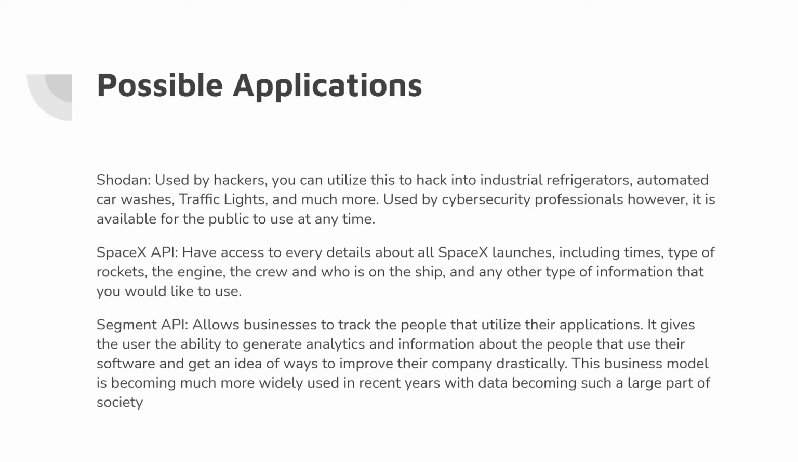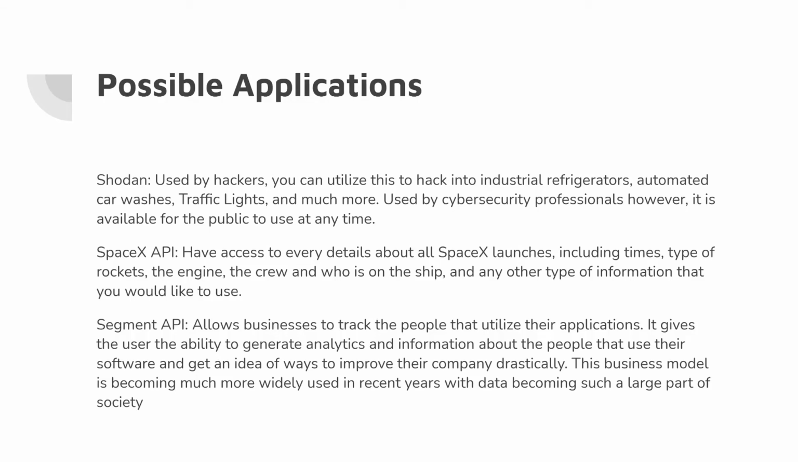So lastly, I'm going to be talking about some possible applications that APIs can be used in. First of all, I'm going to be talking about something called Shodan. Now, Shodan is something that's a little bit more sketchy. It's mainly used by hackers, and you can utilize it to hack into, some examples are industrial refrigerators, ones that have internet capabilities, automated car washes, so things like drive-through car washes. If they are connected to the internet, you can actually connect to them. Traffic lights, you can control what is displayed, whether it's green, red, or yellow. You can actually control that, and there's many more things.